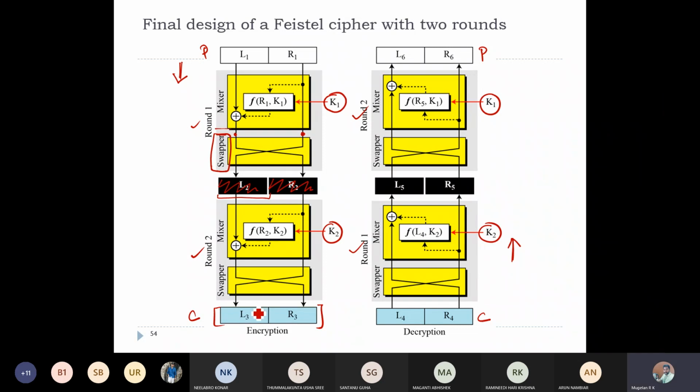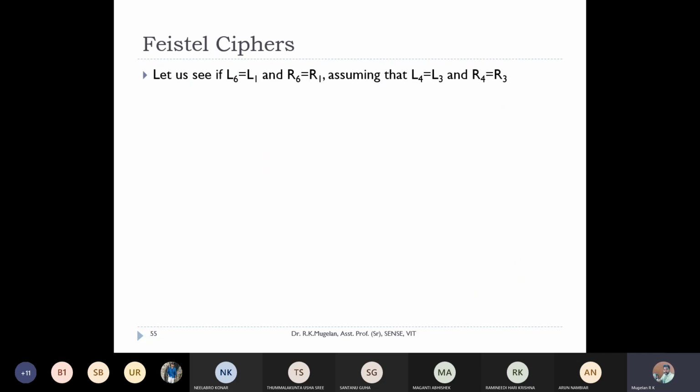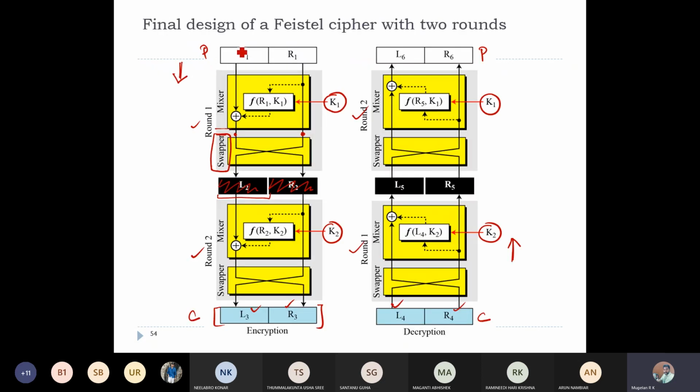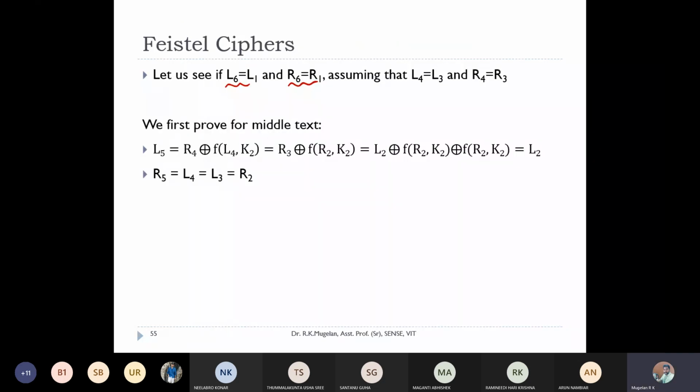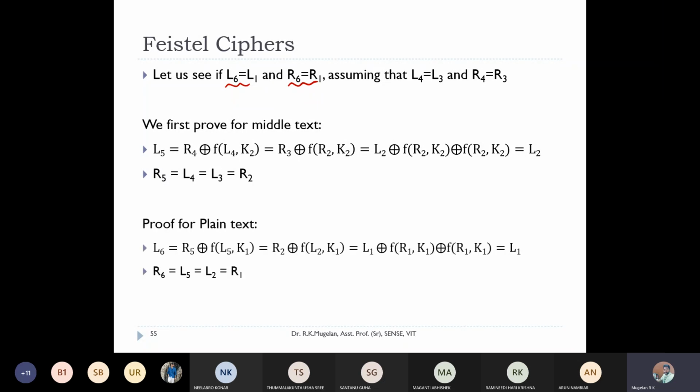So here L3, R3, L4, R4 are the same. That's the only thing we have, right? And you have to prove that L6 is equal to L1 and R6 is equal to R1. You have to prove this one. So I'll just go through this one. Okay, I just shared the slide. It's the same principle which you just saw in the previous model.